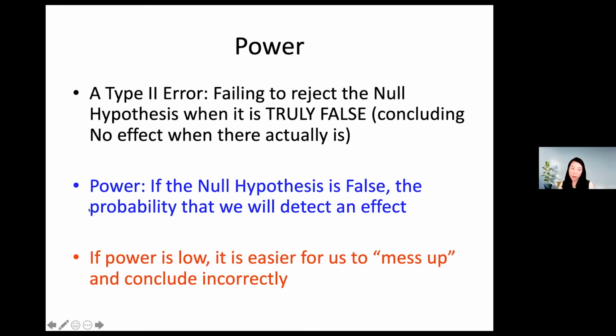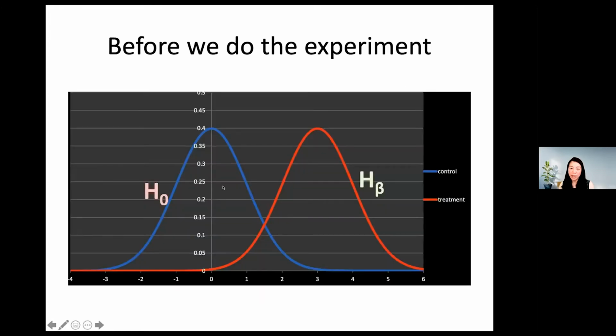So the power we're talking about here is, if the null hypothesis is false, the probability that we will detect an effect. So if the power is low, it's easier to mess up and get an incorrect conclusion. Again, I use a visualized graph to show you.